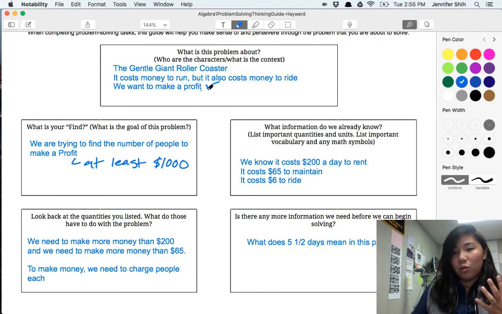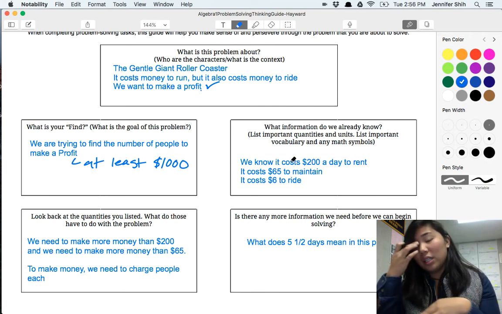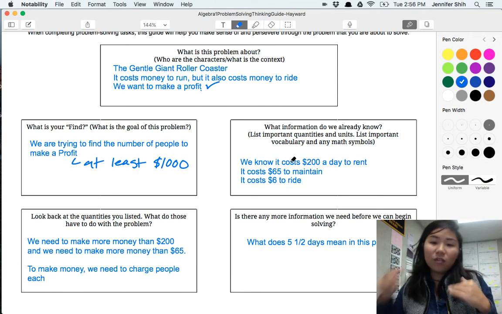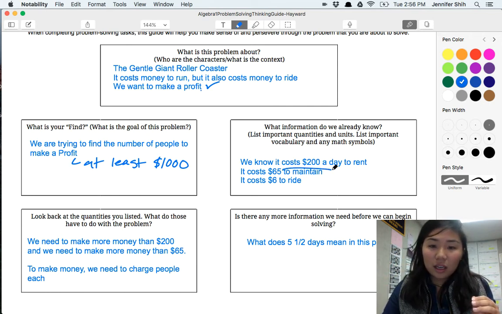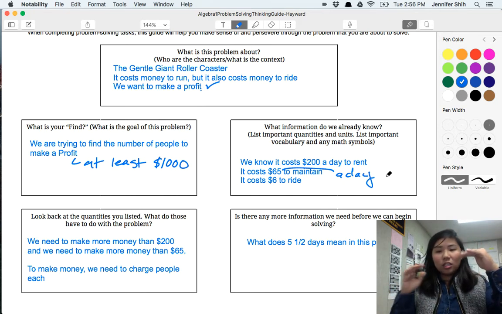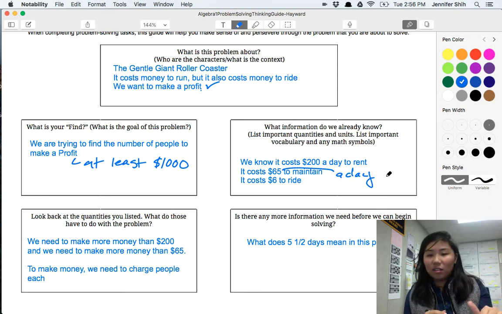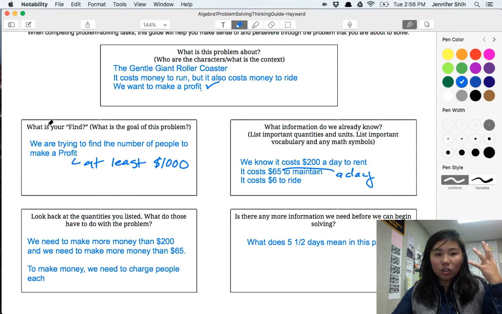And then we're going to list important quantities and units. Well, it costs $200 a day to rent, and it costs $65 a day to maintain, which means that also is a cost value. So we're not making money from that $65, we have to spend that $65. So that's the information that's going into this box here.